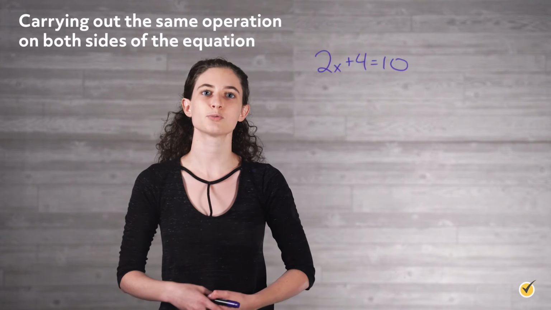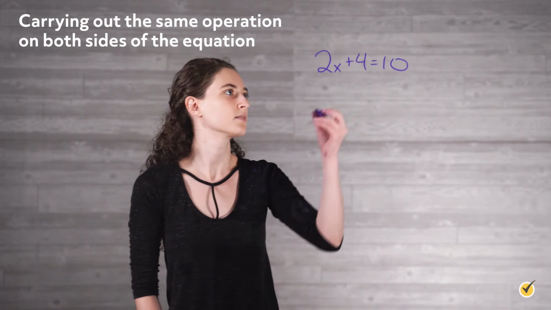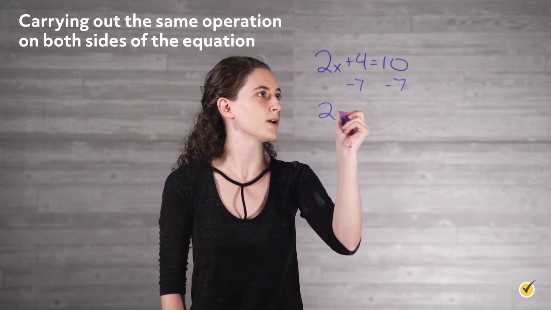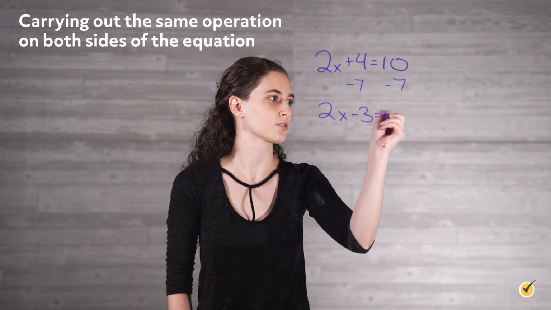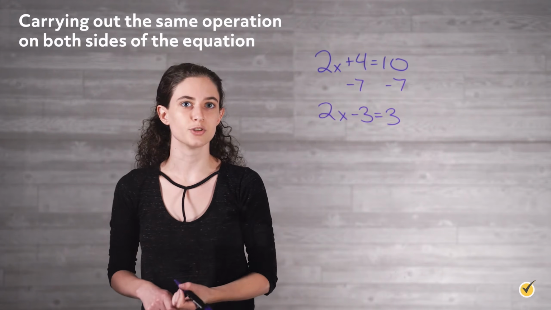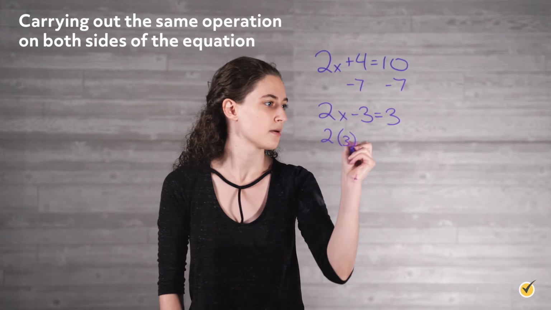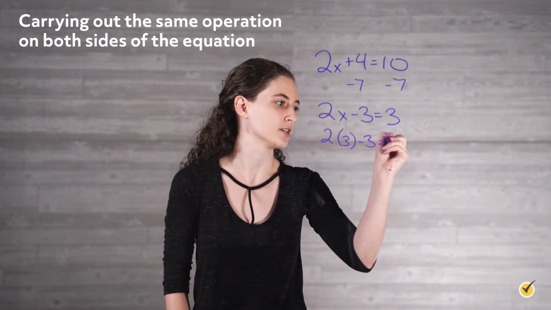For example, we can subtract 7 from both sides, which would give us 2x minus 3 equals 3. The statement is still true when x equals 3. 2 times 3 minus 3 does in fact equal 3.